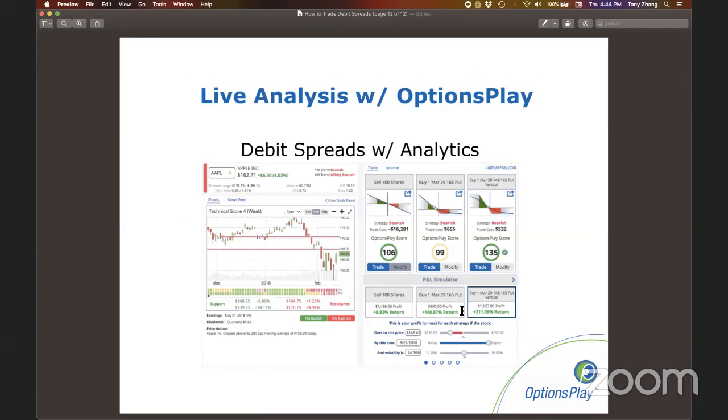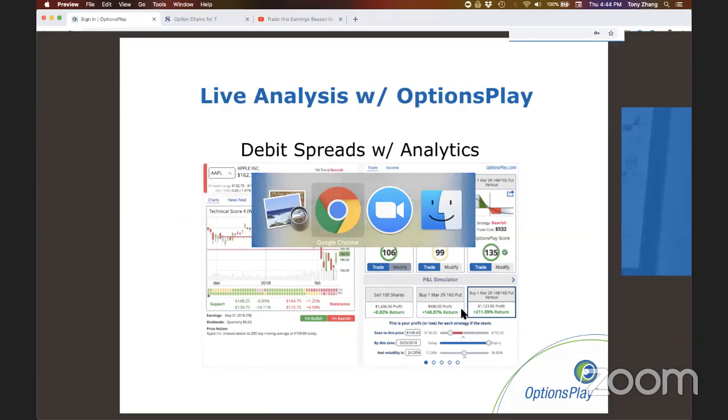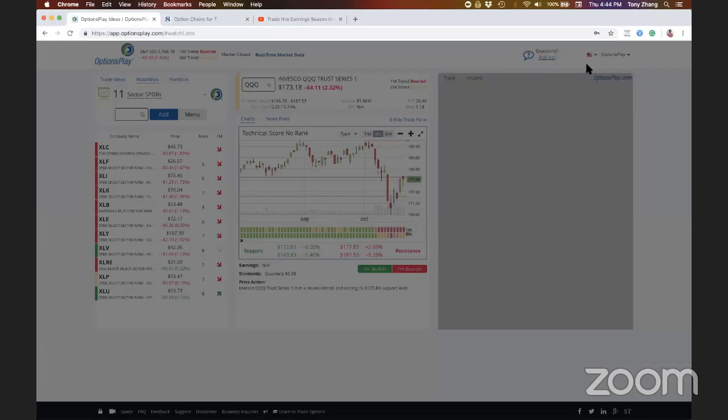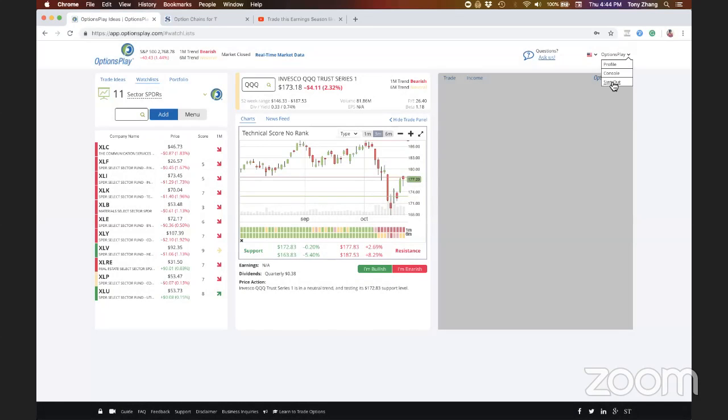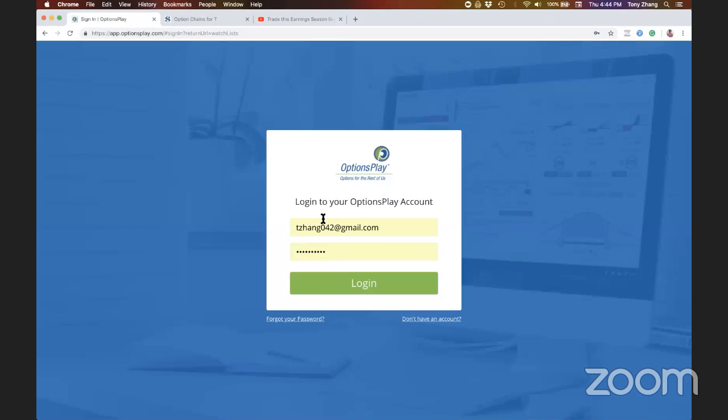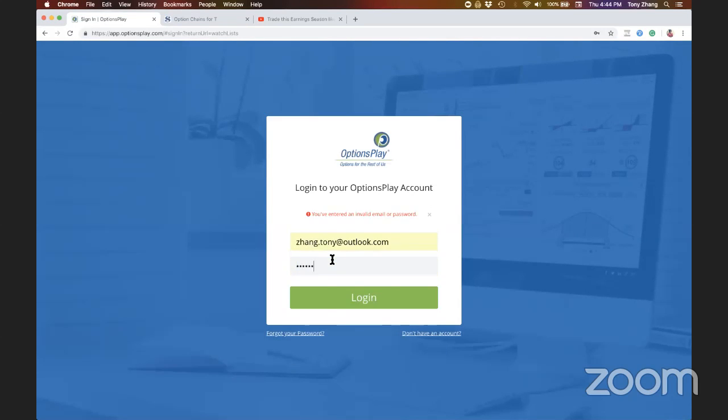So lastly, what I want to do now is go through options play and show you some real examples of stocks. And more importantly, I want to show you how easy it is to use options play to find these types of strategies very quickly. Sorry about that. Let me just log in.